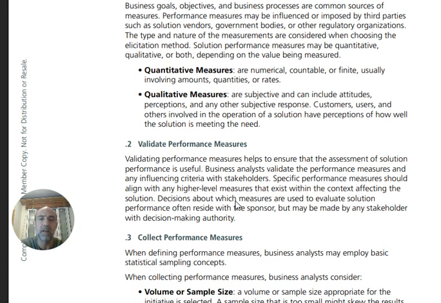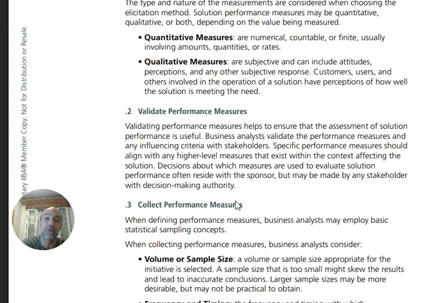Validate performance measures. Validating performance measures helps to ensure that the assessment of solution performance is useful. Business analysts validate the performance measures and any influencing criteria with stakeholders. Specific performance measures should align with higher level measures that exist within the context affecting the solution. Remember, we're always targeting something beyond what we're doing right now. Because we're looking at a solution and asking, is this something that leads to success or not?